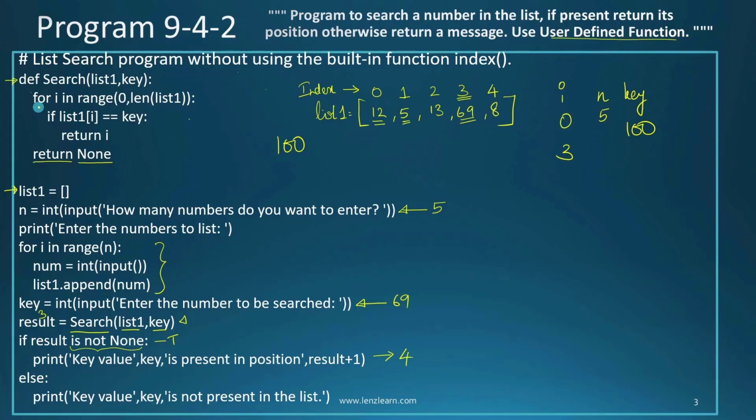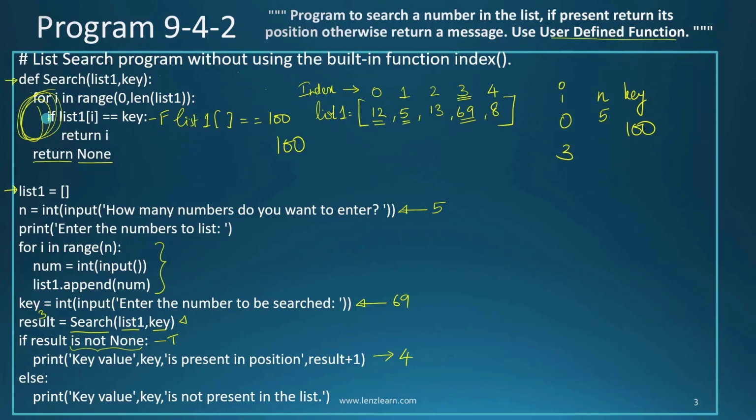In that case, this for loop will work 5 times, searching for each value inside list 1. Okay, list 1 with different indexes. It will check whether the value is equal to 100. So each time it will be false, right? So 5 times you will get false. So this return statement will not get executed.